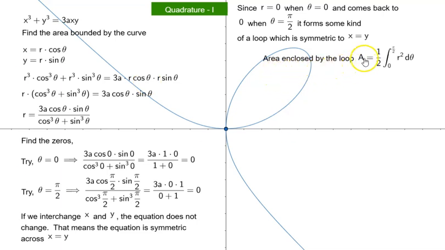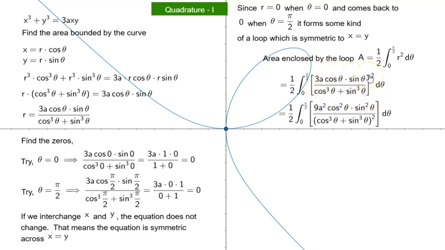Area enclosed by the loop A is equal to 1 by 2 times the integral of r square d theta from 0 to pi by 2. Try to figure out how we arrived at this. So using this formula, 1 by 2 times the integral from 0 to pi by 2 of 3a cos theta times sin theta by cos cube theta plus sin cube theta d theta, and we have a square here on top of this.